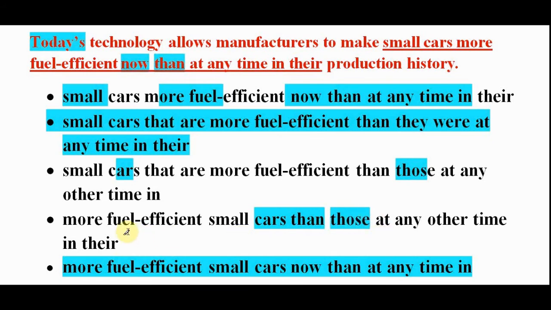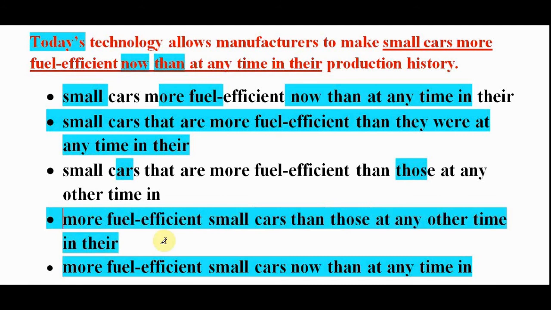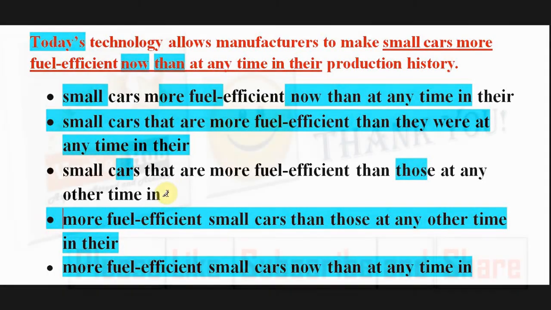So the intention of this passage is not to talk about cars versus cars, but fuel efficiency of present and fuel efficiency of past. So option D out, option E with the same reason out, C becomes the best option.